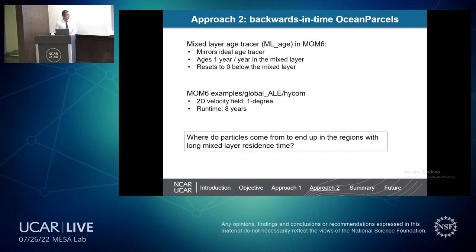We ran a MOM6 example global ALE for 8 years. We got the 2D velocity field. The model was a one degree global model. We diagnosed this new tracer for 8 years. Now we have a map of mixed layer age, so we have a good idea of where the water is oldest. That's where we want the particles to end up. So now the question becomes, where do they actually come from so that they end up in this region with long mixed layer residence time?